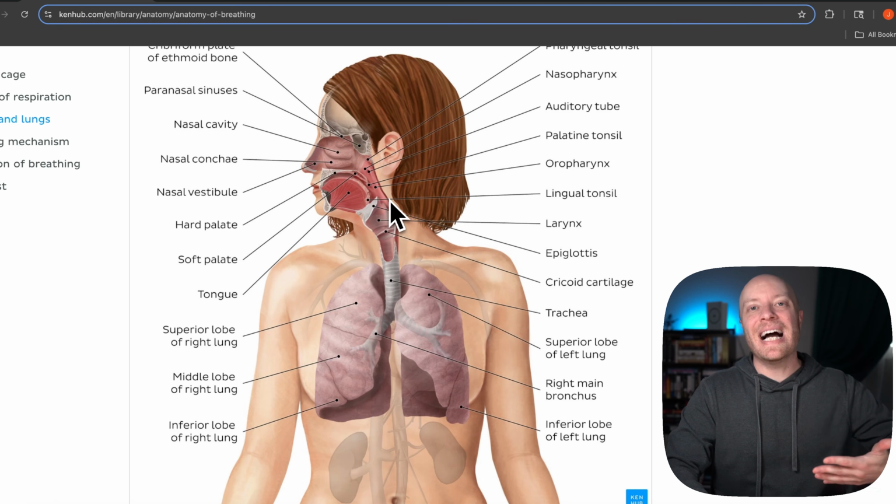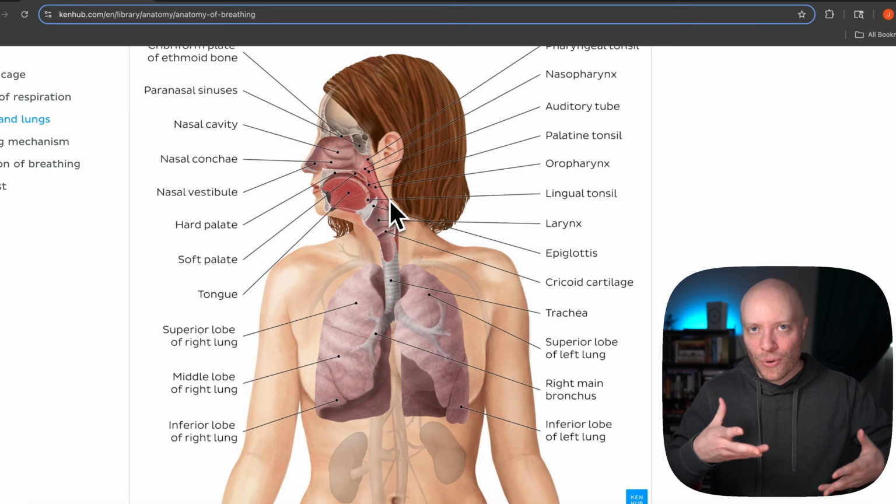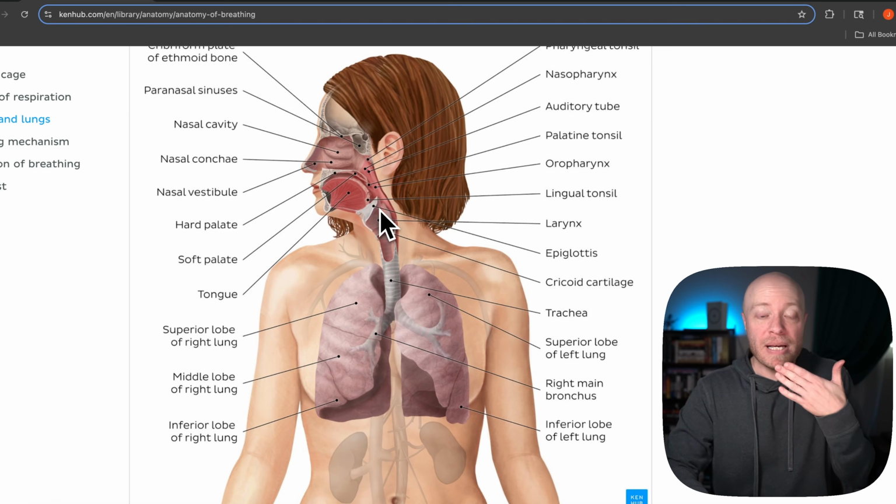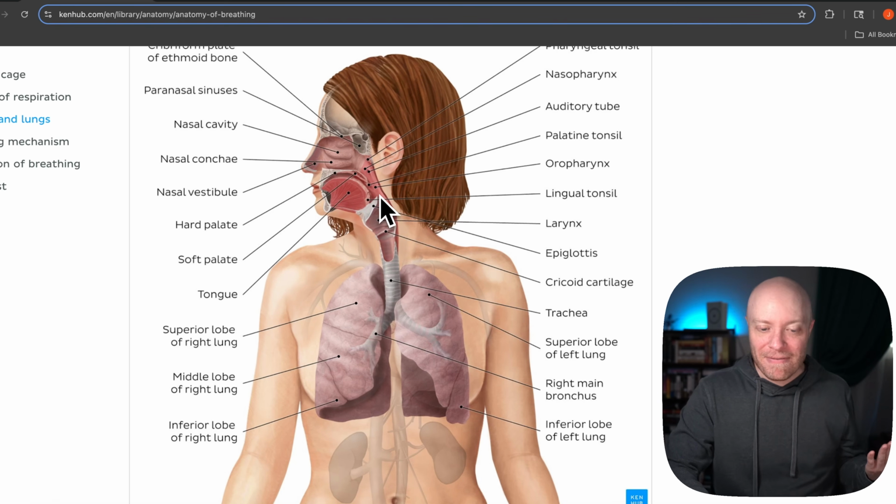The pharynx can be divided into the nasopharynx, oropharynx, and laryngopharynx, but this is just your throat. And then it's actually going to have to make a choice, as does everything in this area. Am I going to go into the digestive tract through the esophagus, or am I going to go into the respiratory tract through the larynx?